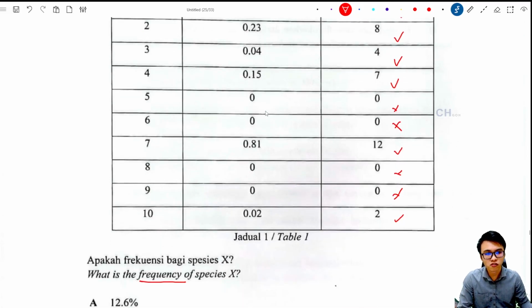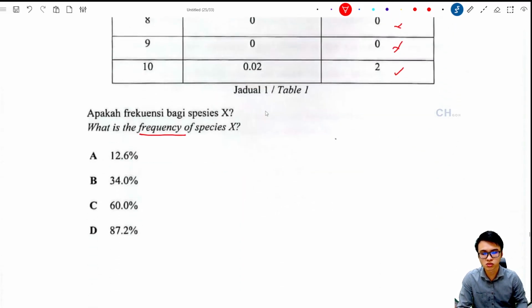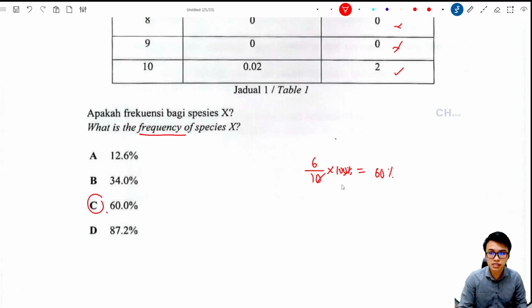So total 4 no, 6 yes. How many quadrats did we use? 10. How many quadrats with yes? 6, times 100%. That is 6 over 10 times 100%, equals 60%. So the final answer should be C, 60%. So frequency questions are very, very easy. Don't make it too complicated. It's not maths.